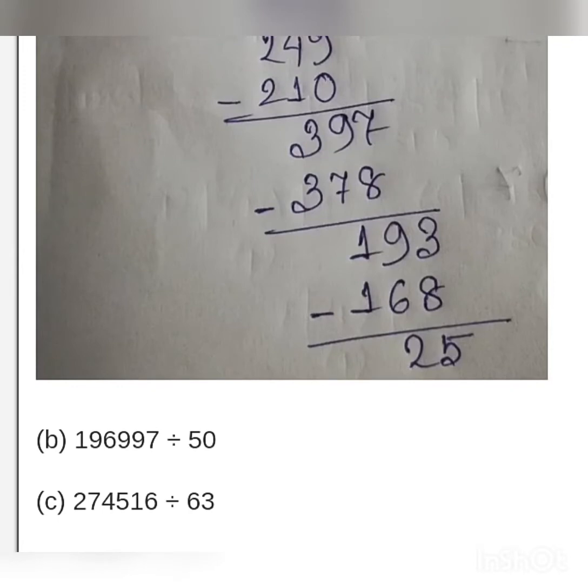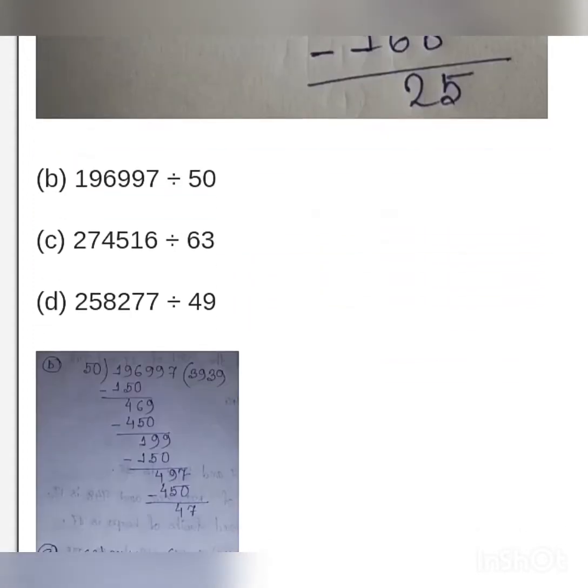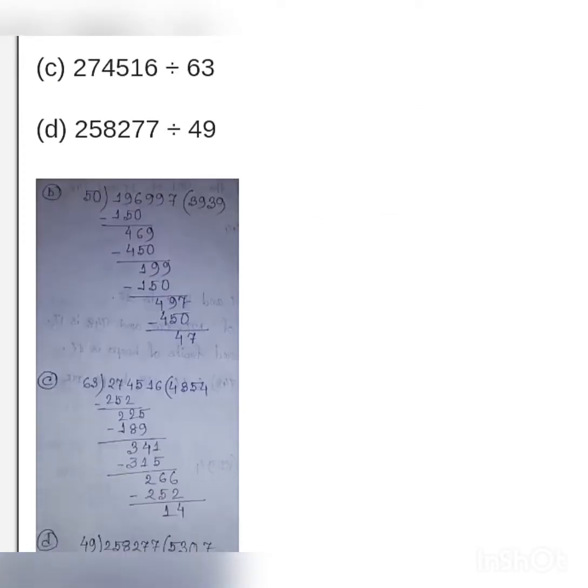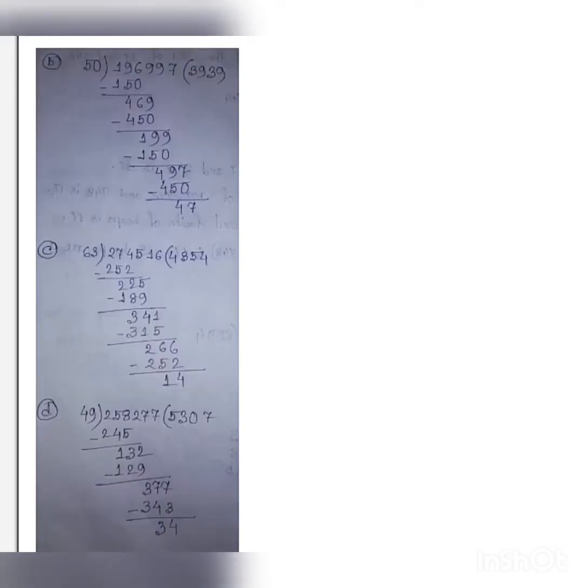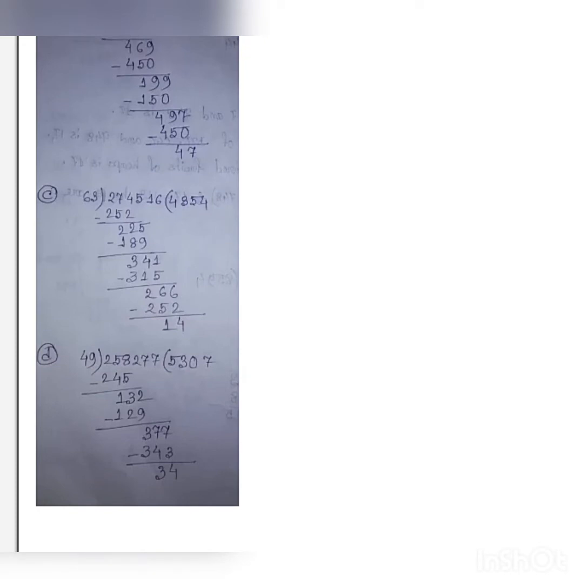You have to write down the 42 table, and then you have to solve this question. Understood? You already know how to solve divide. Okay, let's see the next question. 196997 divided by 50. So look here, how to solve with 50? Again, the divisor, and the big number is the dividend. 3939 is the quotient and 47 is the remainder. Okay, let's see the next one.